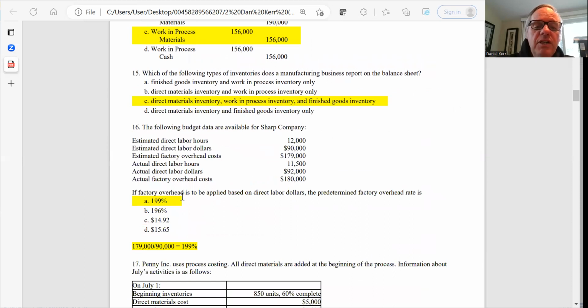Okay, first calculation here, factory overhead rate. Factory overhead rate for this company is applied on the basis of direct labor hours. So what is the rate, the direct labor dollars rather? So you take the estimated overhead, which is 179, divided by the estimated labor dollars, which is 90, so it's 199% of labor.